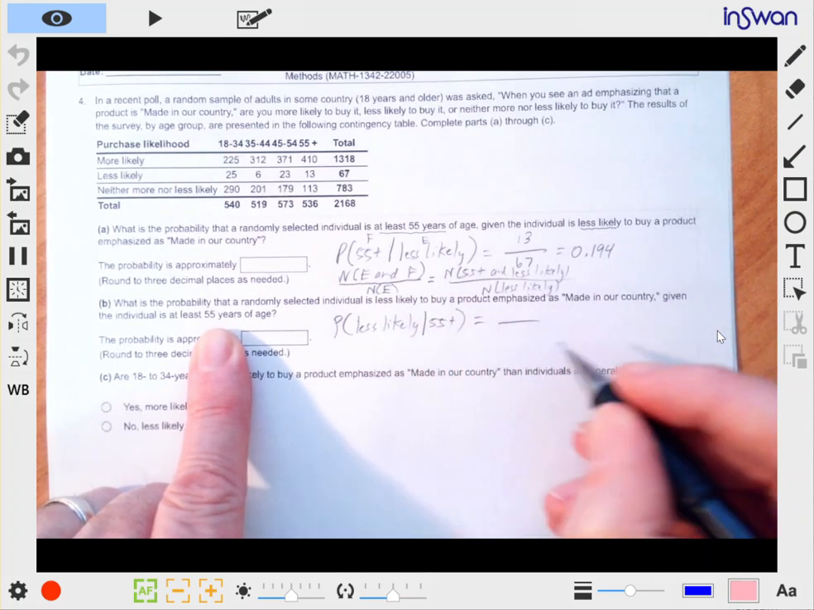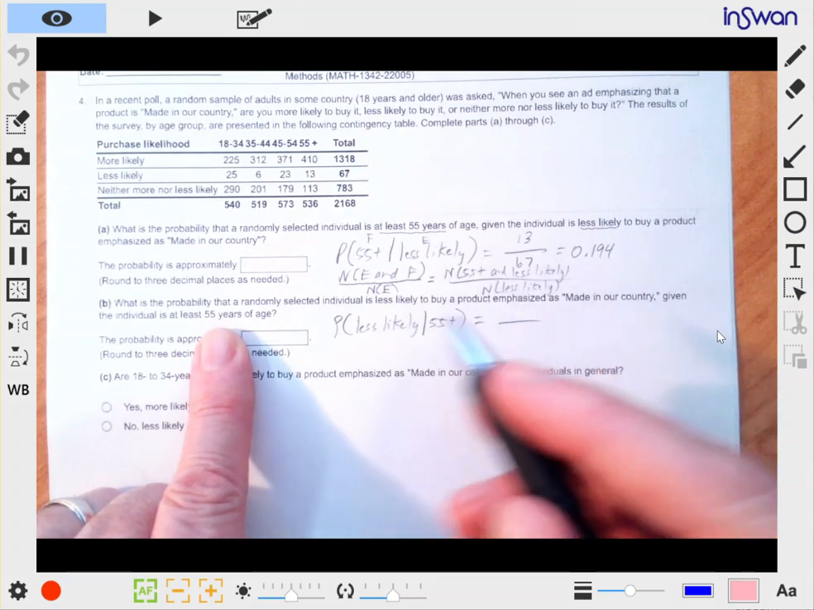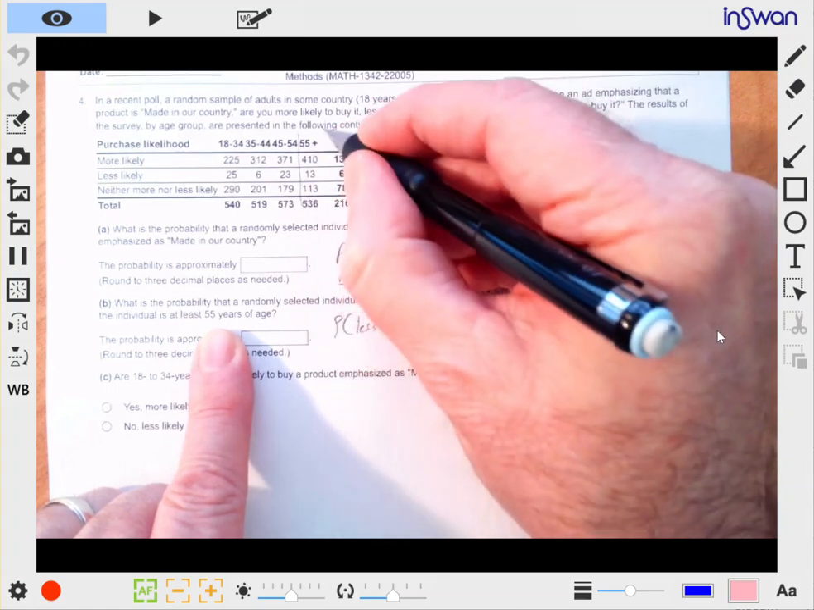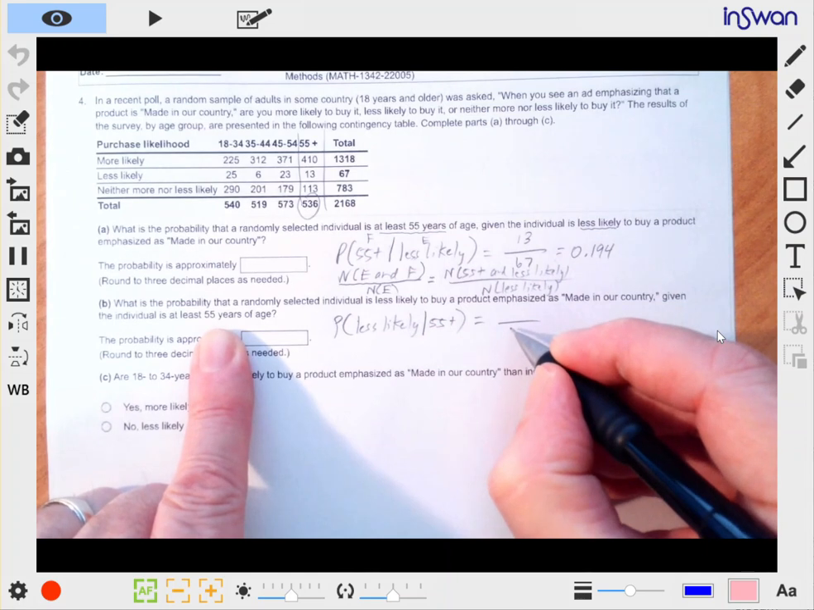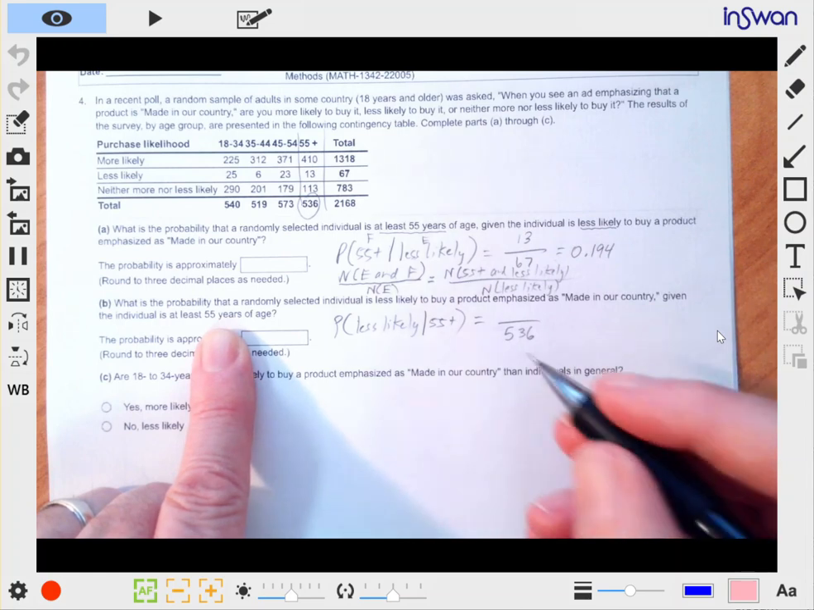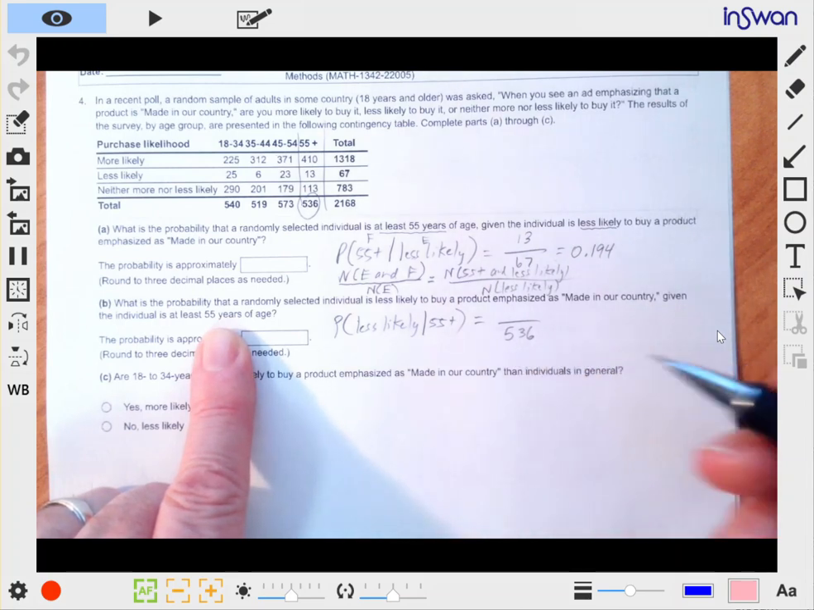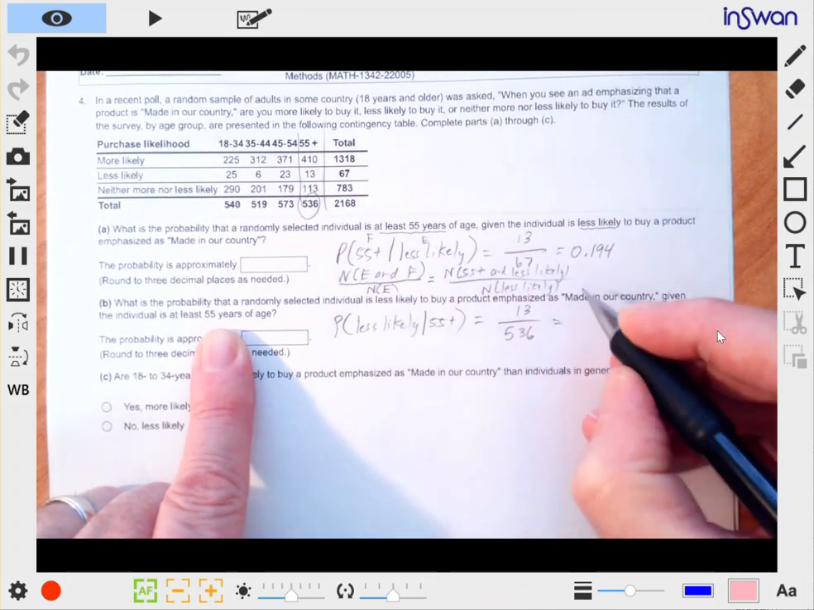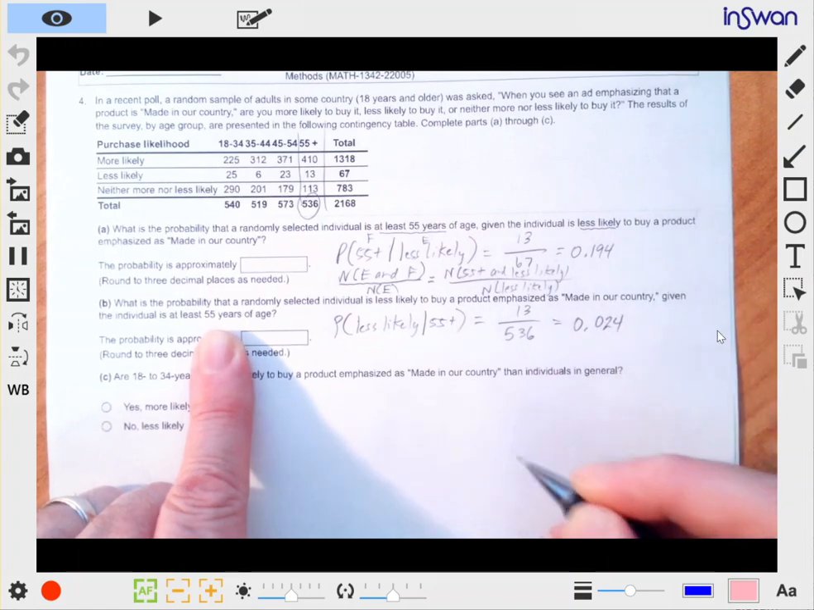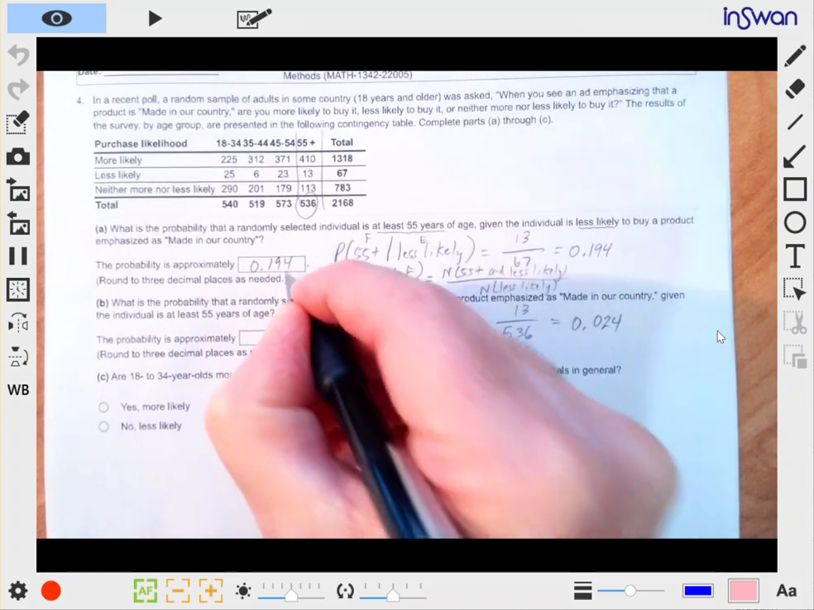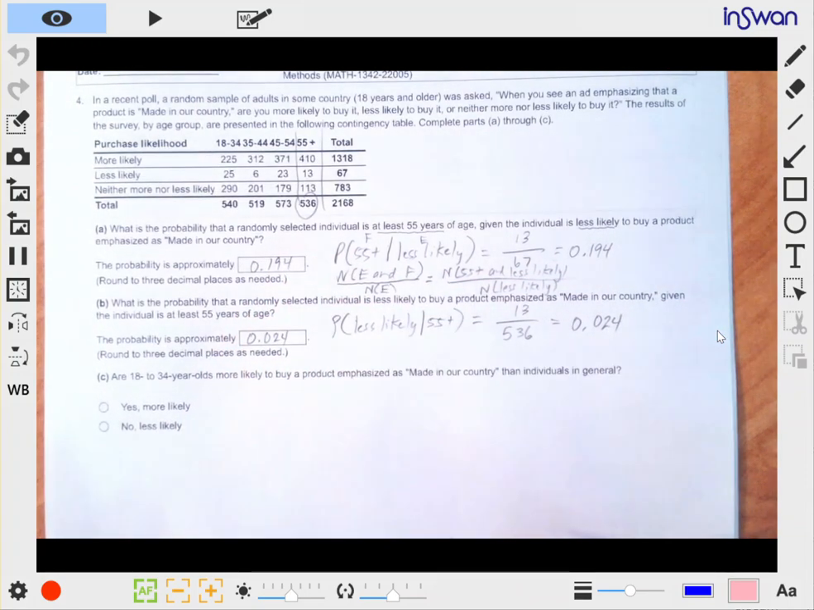So this time we're restricting ourselves to the people that are 55 plus. Well, that's this row here. And you can see there's a total, we're limiting ourselves to those 536 individuals who are 55 and over. And we want the ones that are less likely to buy a product. So that was the 13 again. And if you divide here, you get 0.024. And so let me just go ahead and put these in. All right, so that does those, that's for those two.